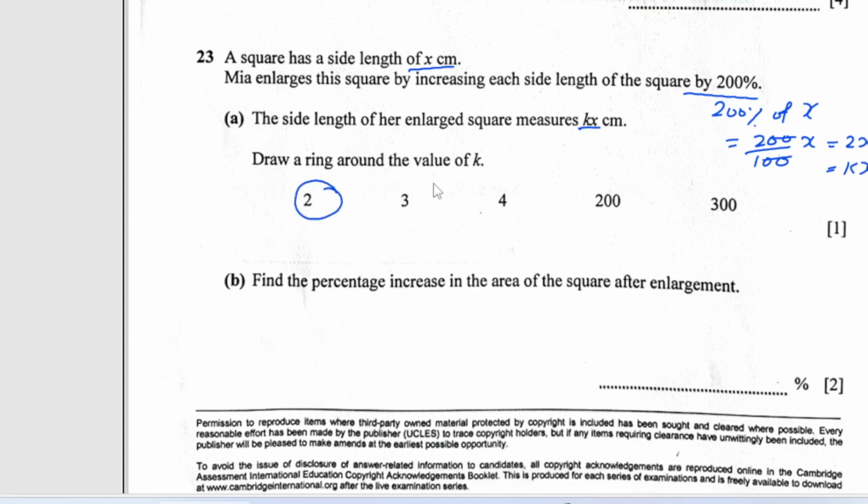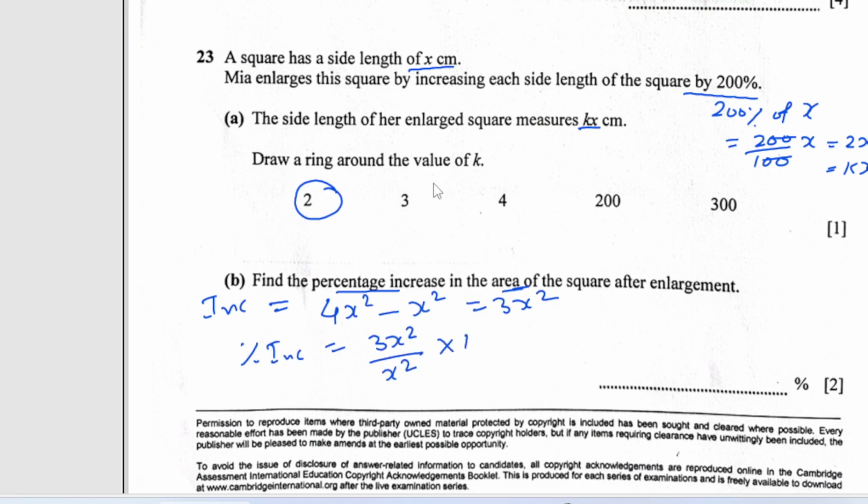Now find the percentage increase. So first of all we will find out the increase of the area of the square, right? So the area of the square, previously it was x squared. So when it is increased by 2, so that will be 2x, and that will be 4x squared minus x squared, that is 3x squared. Okay, so percentage increase is going to be 3x squared over, the original was x squared, times 100, right? So x squared and x squared get cancelled, 3 times this is 300.